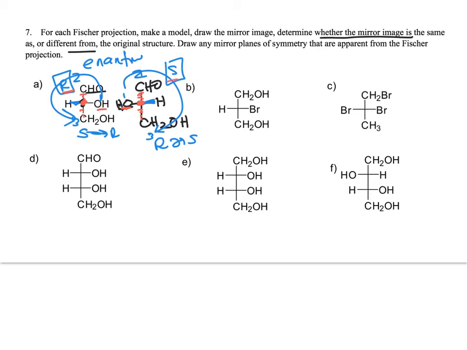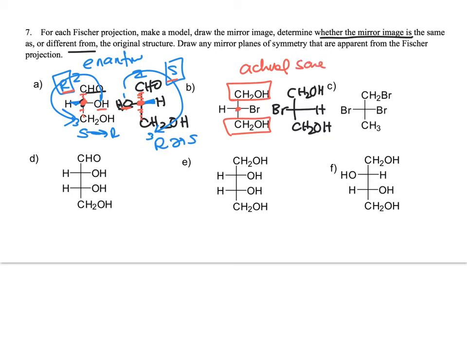So let's look at B if you want to do this quickly. Okay, so when you draw your mirror image here, you're going to see that just because it's drawn Fischer projection, this is the same. So this would be achiral. Okay, so these are the same structure. Here, you don't even have to draw it either because that carbon has 2 bromines. So this is going to be the same. It's going to be achiral. This one, when you draw the mirror image, you have 2 stereocenters.